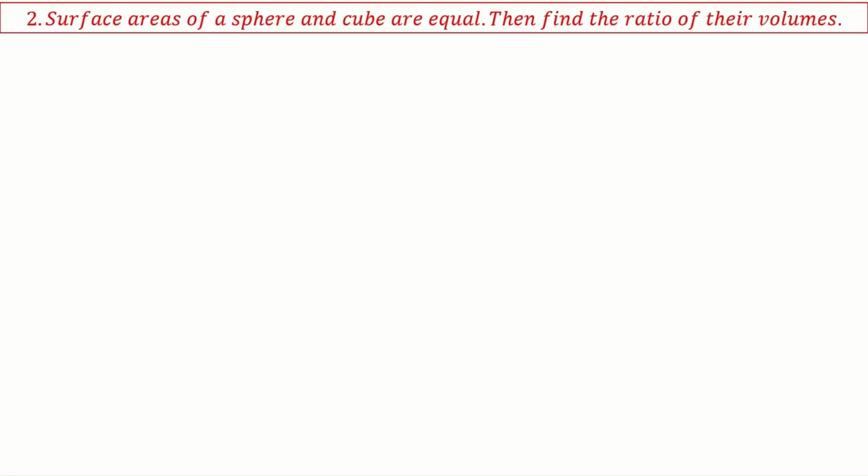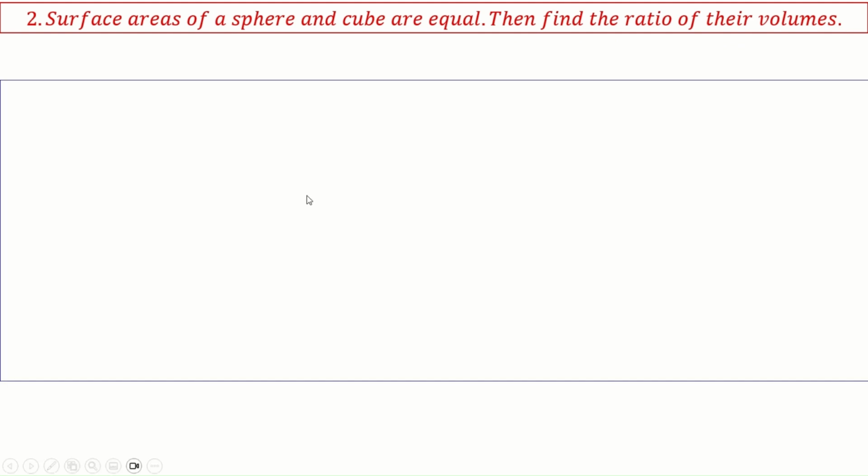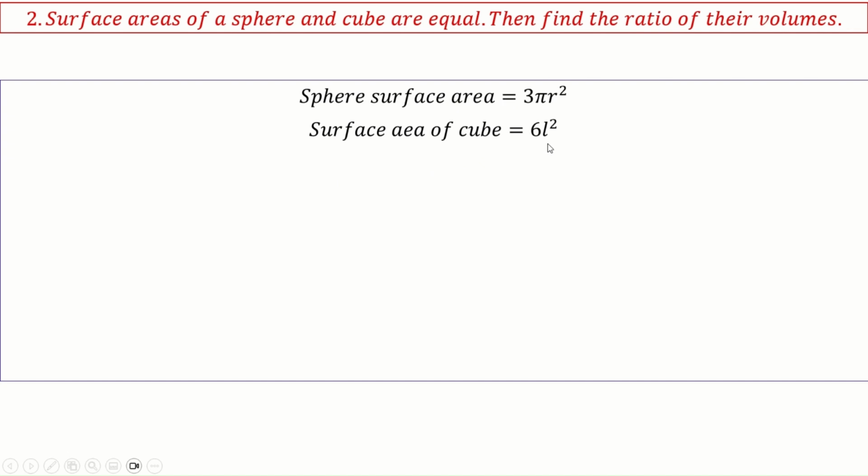Surface areas of sphere and cube are equal. Then find the ratio of their volumes. Okay. This is the surface area of the sphere. Okay. And surface area of the cube. Both are equal, they said. Okay. And find the ratio of their volumes. So this is the R by L. This is R by L.